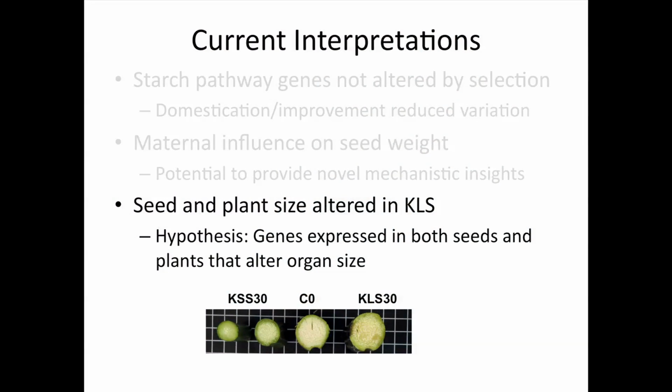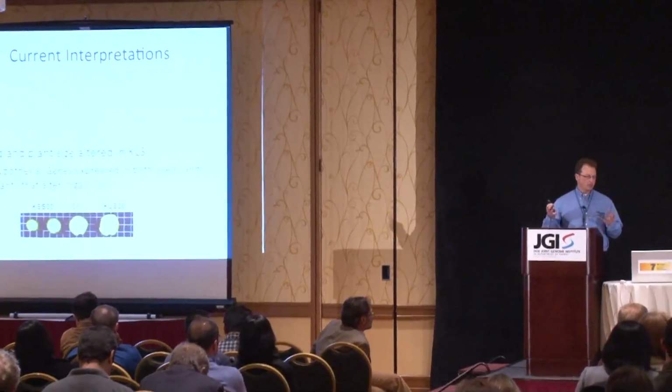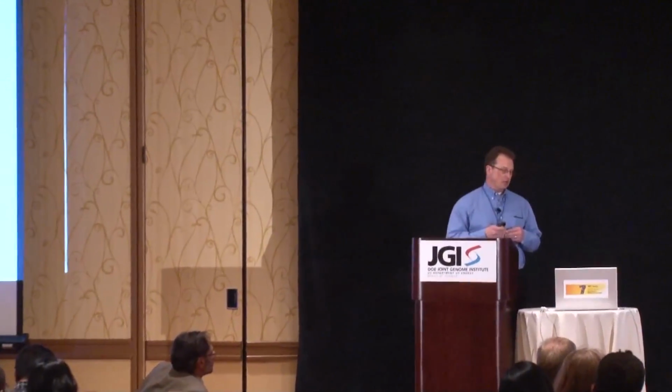The connection between seed and plant size, I think, is very interesting. There are numbers of genes where you have only a single copy, for instance, in maize, that has a function throughout the plant. So one of the ideas that we have with seed and plant size is that you have genes that maybe are involved in meristem size or organ size throughout the plant.